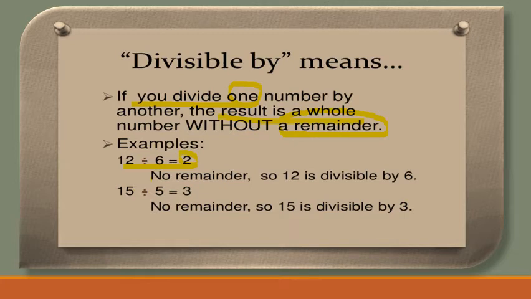No remainder, so 12 is divisible by 6. In another example, 15 divided by 5 is equal to 3. No remainder again. So, 15 is divisible by 3. So today you will learn a quick method of dividing numbers, called divisibility rules.